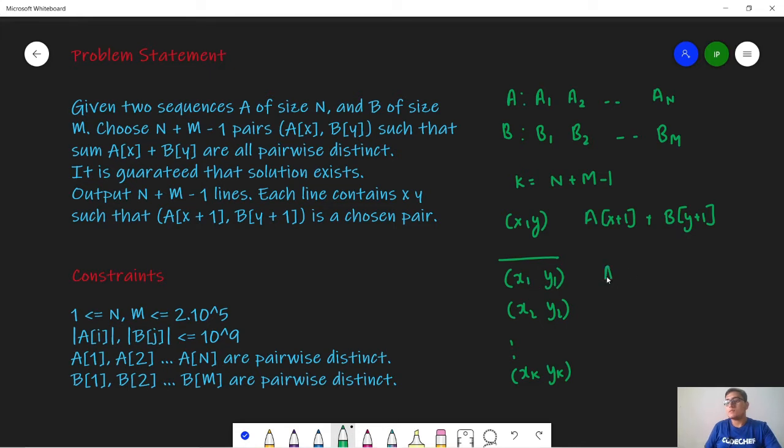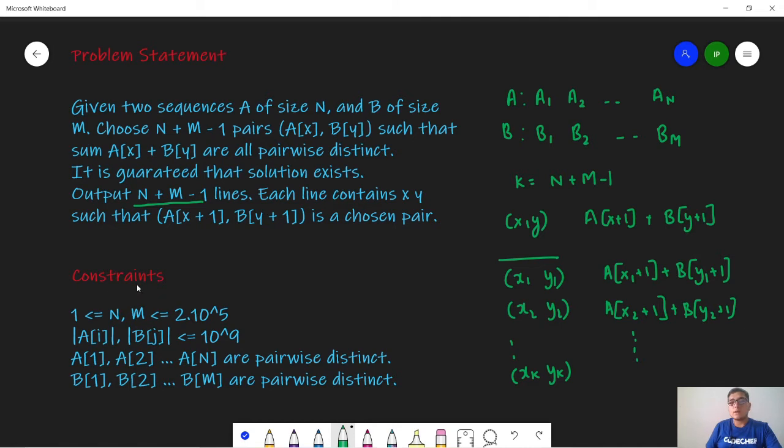So these summations A x1 plus 1 plus B y1 plus 1, A x2 plus 1 and B y2 plus 1. Similarly, till k we will have k sums and all these k sums have to be pairwise distinct. Now it is also given that the elements of A in themselves are pairwise distinct and the elements of B are pairwise distinct as well. We have to output n plus m minus 1 lines where each line is x and y.